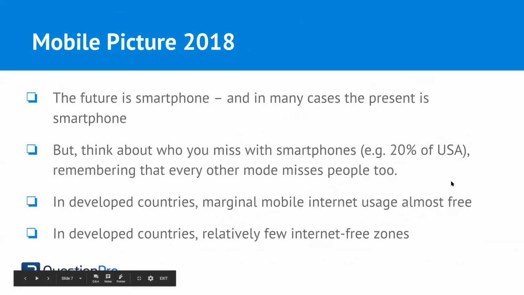So the mobile picture in 2018, the future is all smartphone. We are not going to be using PCs in the future for anything except special cases. And in many cases, the present is smartphone. In many countries, more people are using smartphones than PCs and laptops. We have them with us more of the time. And even in the US, we've seen that the figure has now tripped over and there are more people accessible with a smartphone than a PC. But think about who you miss with smartphones. So that top 20% of the United States.